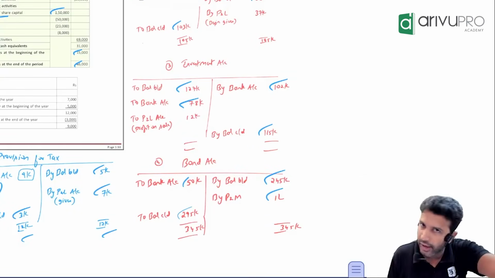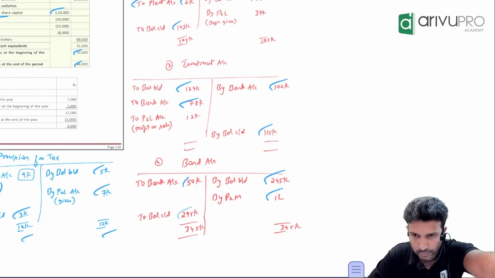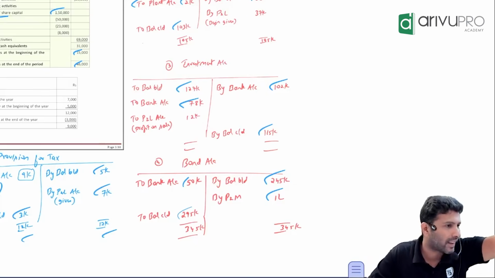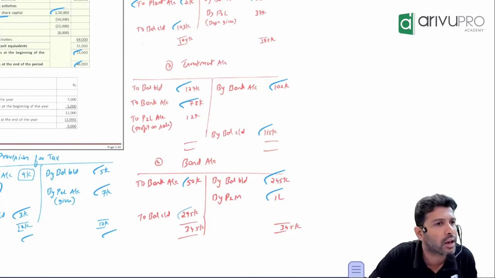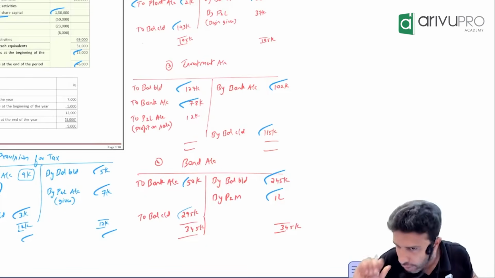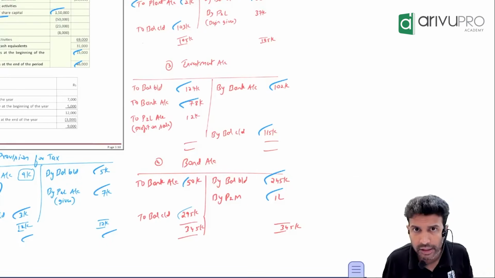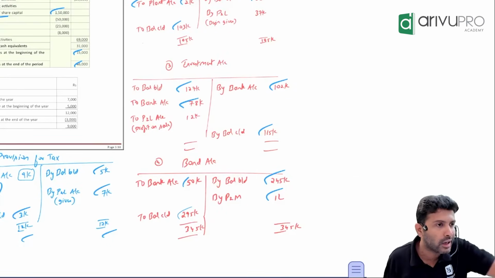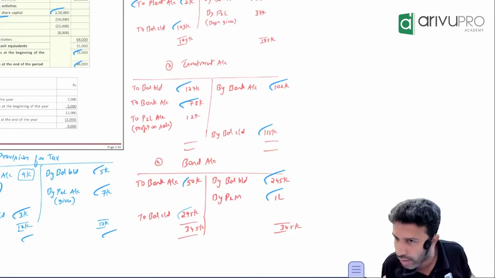Under working capital changes, only current assets and current liabilities will come. Bonds or debentures and all are not current liabilities, they are non-current liabilities. That is one way to sort it out. Sir, will all current liabilities come under working capital changes? No. Only operational current liabilities and operational current assets will come.